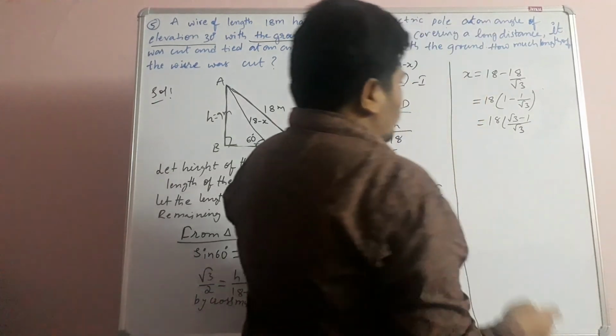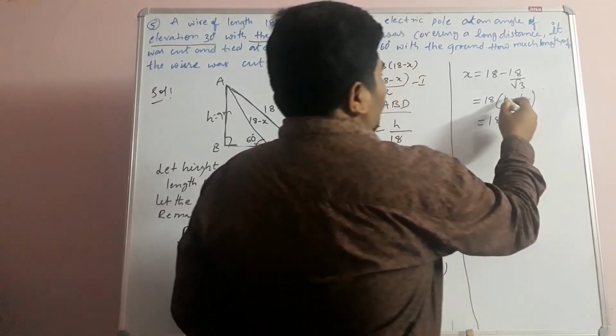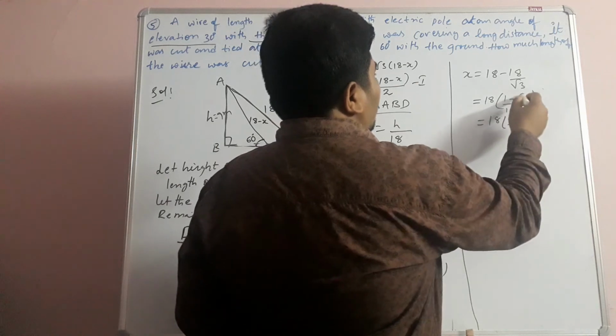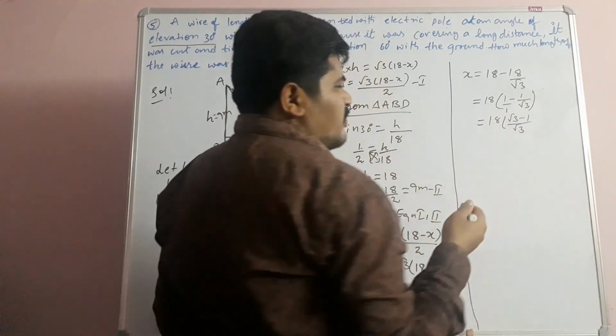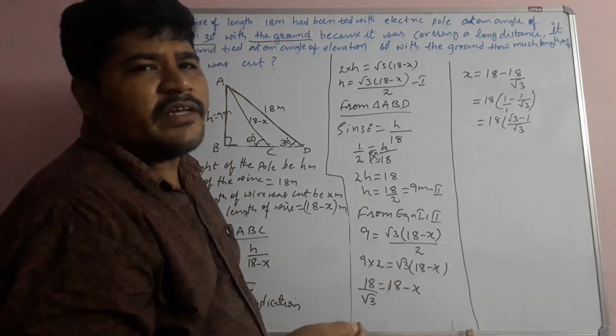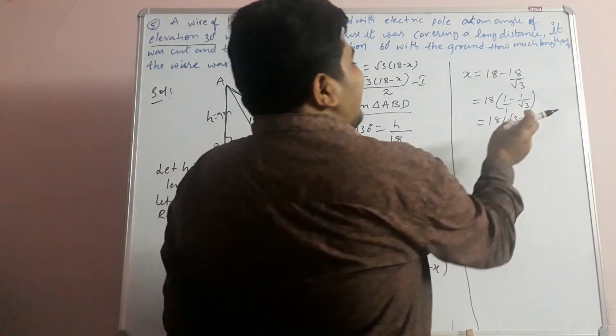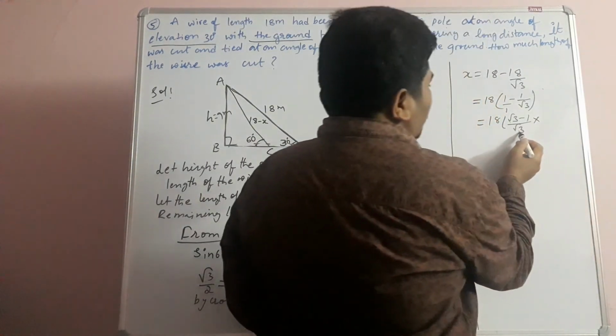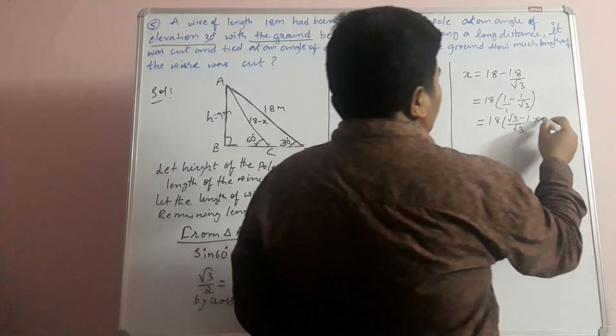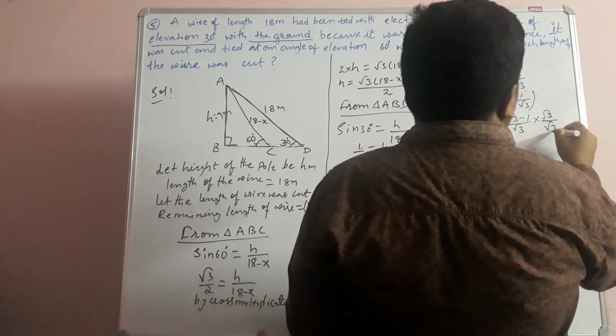So how did we get this, children? LCM, 1 into root 3, root 3. Minus 1 into 1 is minus 1. By 1 into root 3 is what? Root 3. So we can take the cross product or LCM. Now just rationalize the denominator, children. So what can you write? What is the rationalizing factor? Root 3, because here the denominator is root 3. So into root 3 by root 3.